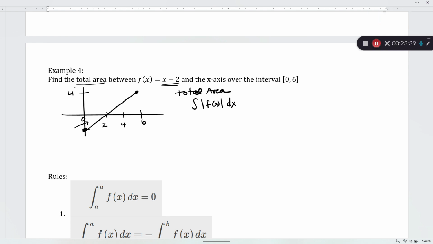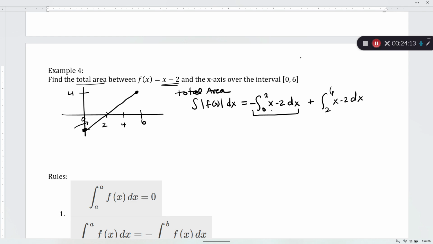Really don't overthink it. You know, we can break this up and go 0 to 2 of x minus 2 dx. That's that piece. And we want to add, I have to be careful here. I'm going to have to put a sign in here, so I'm going to change it in a second. From 2 to 6 of x minus 2 dx. Now, I know that this is going to return a negative number. Now it will return a positive number.